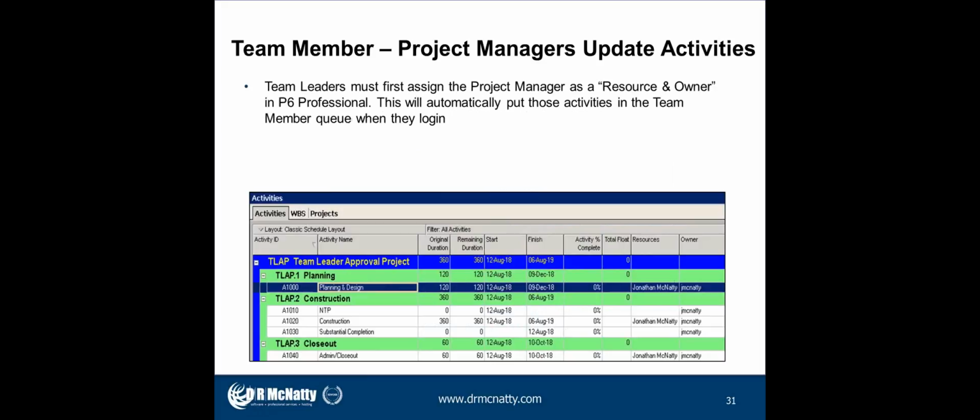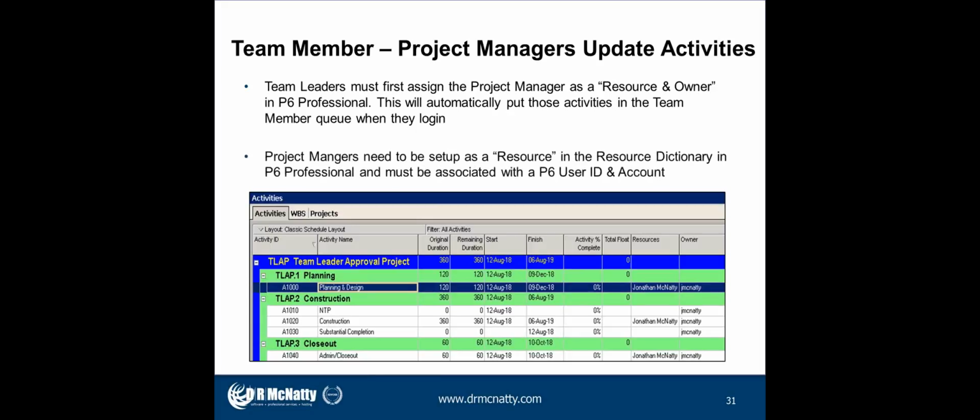And one of the first things that had to be done, and I kind of wanted to show this here, is that for a team member to work correctly, each of the team leaders had to sign in to P6 Professional, go to that specific project, and assign the correct project manager as a resource and owner in P6 Professional. And this automatically put those activities in the team member's queue when they logged in.